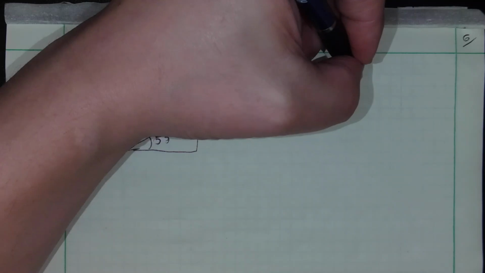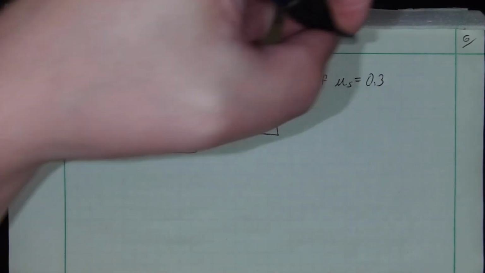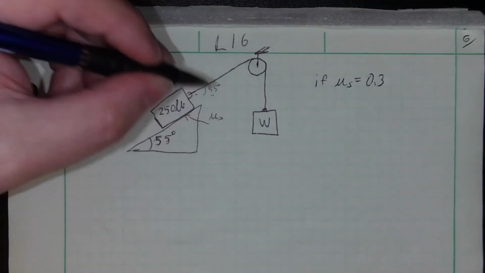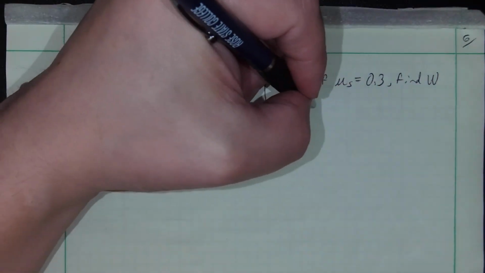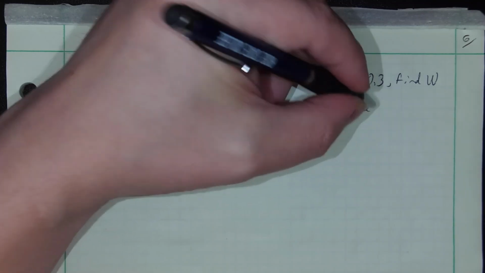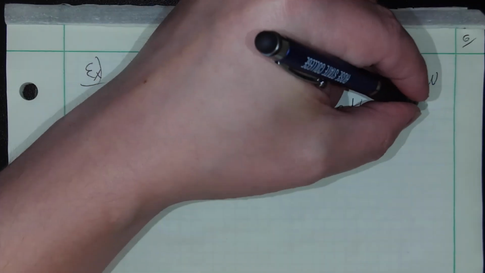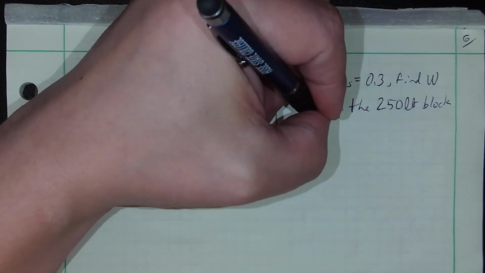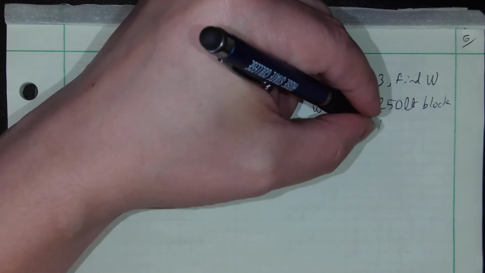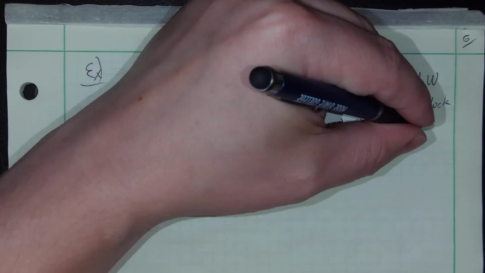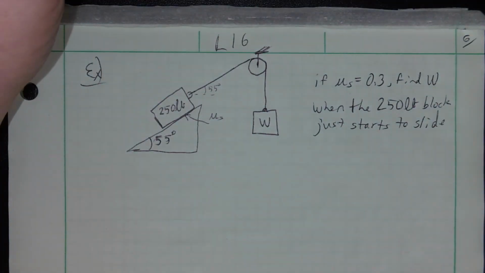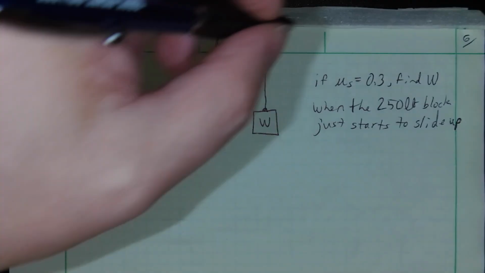And if the static coefficient of friction is equal to 0.3, that's going to occur here, mu sub s. If that's a 0.3, find W when the 250-pound block just starts to slide. And I should specify up. Just starts to slide up.